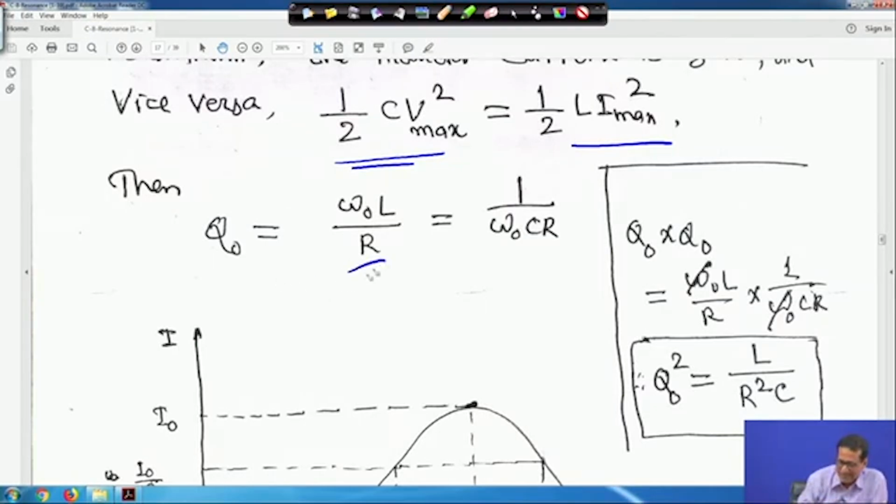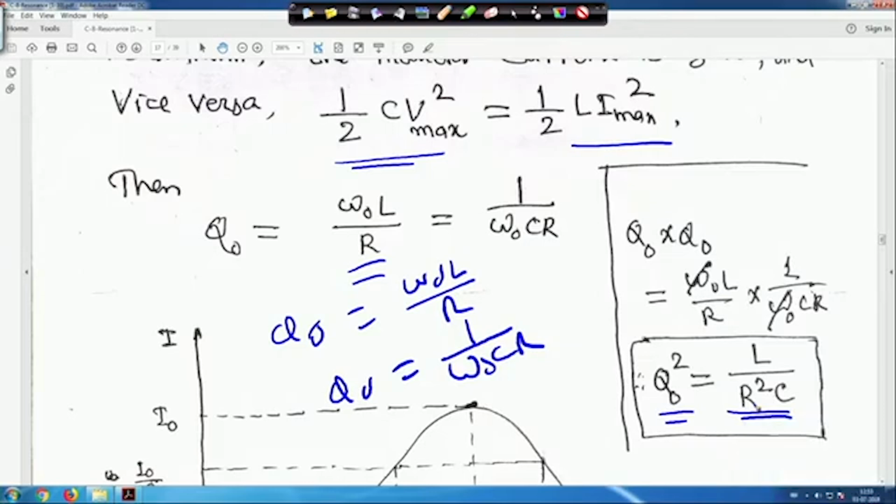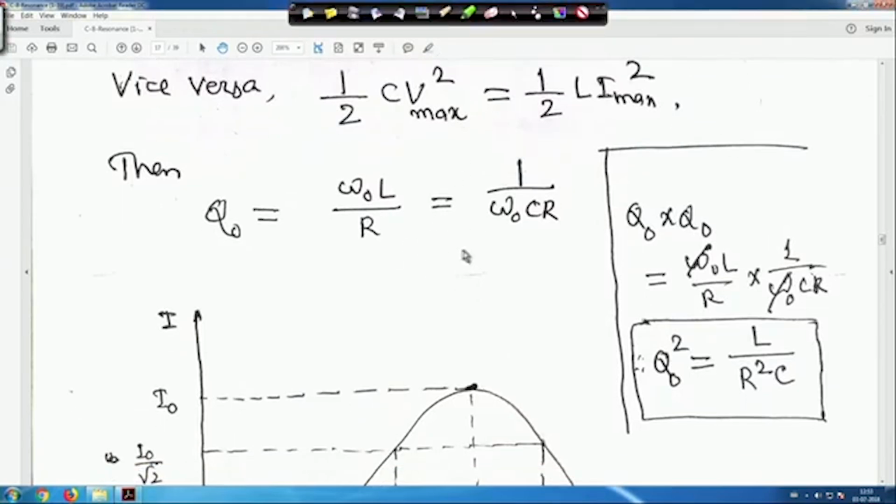Suppose this is my Q 0; you write separately, Q 0 is equal to omega 0 L by r, and again you write Q 0 is equal to 1 upon omega 0 C r. Now, Q 0 into Q 0 is omega 0 L upon r into 1 upon omega 0 C r. So, omega 0 will cancel, and finally Q 0 square will become L upon r square C. This is an exercise for you, to do a little bit.